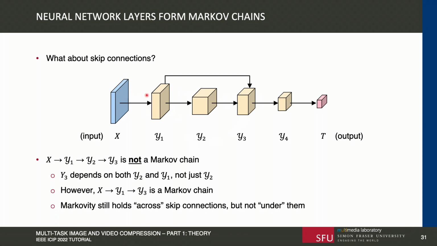However, x to y1 to y3 to y4 and so on does still form a Markov chain, because conditioned on y1, y3 becomes independent of x. We don't need x anymore to compute y3. So we can conclude that Markovity still holds across skip connections, but not under them.